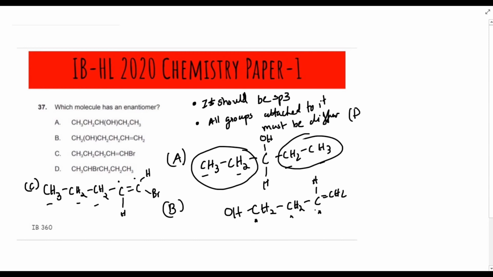In option D, what happens is you have CH3, CHBr, CH2, CH2, CH3. Now in this thing, check that this carbon has all 4 different groups attached to it. One is this CH3, one is this Br, one is this hydrogen, and one is this propyl group. So obviously option D is the correct answer to question 37.